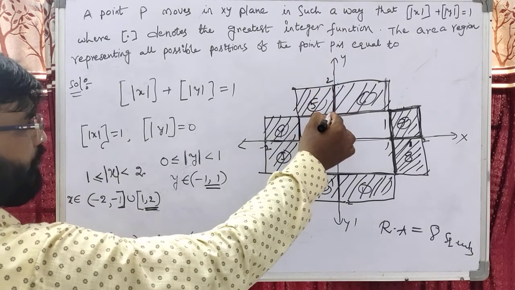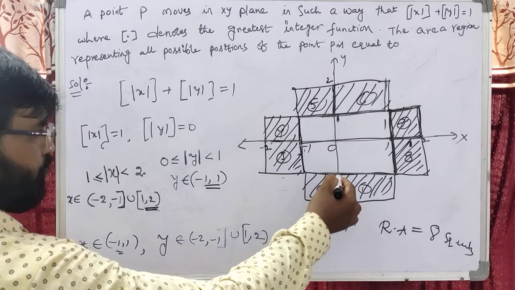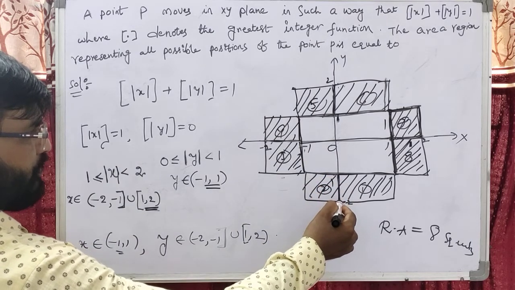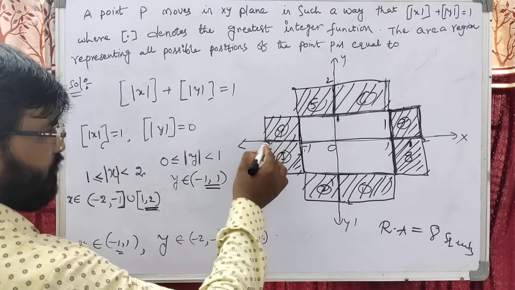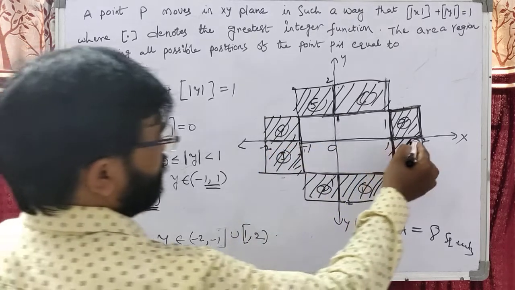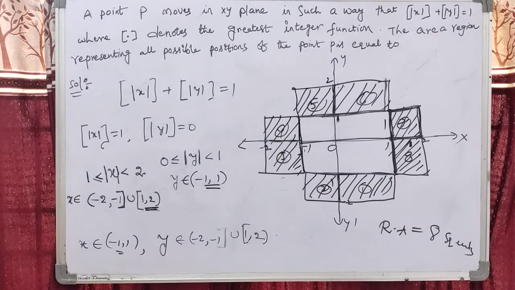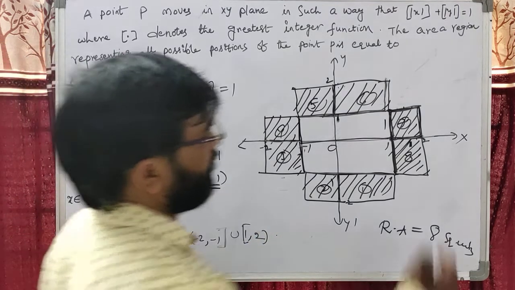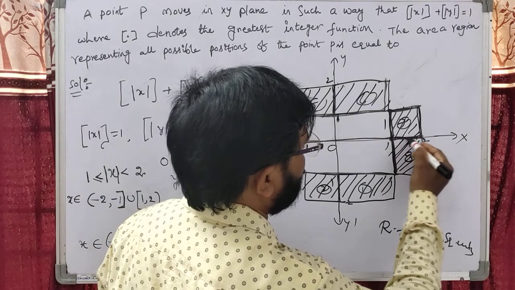Then it will be y is 0. When x is minus 2 to minus 1, y is 0. This is 2. Therefore, the total area is 8 square units. Okay students, this is the graph. So we are observing only this region.